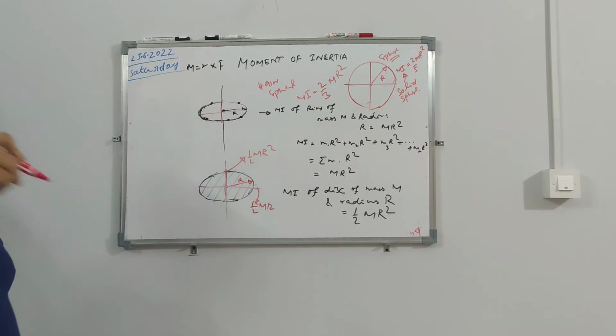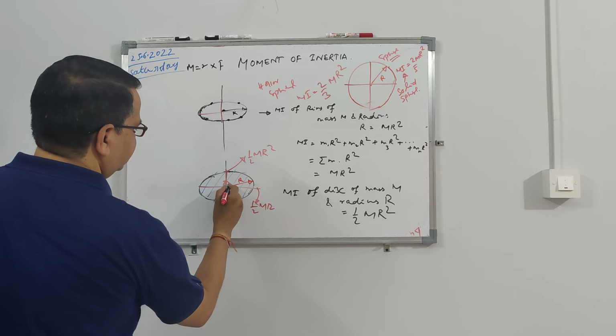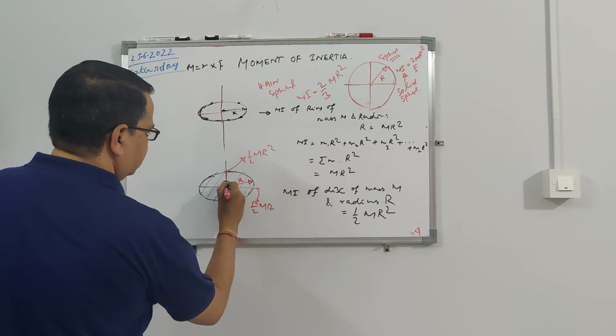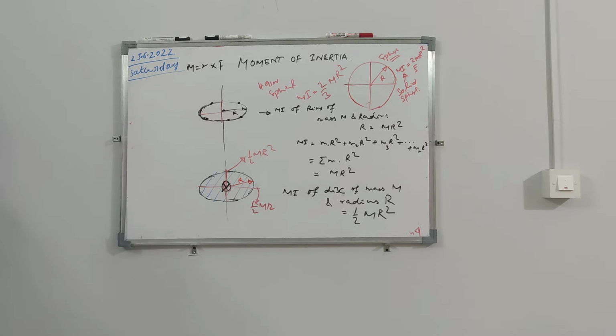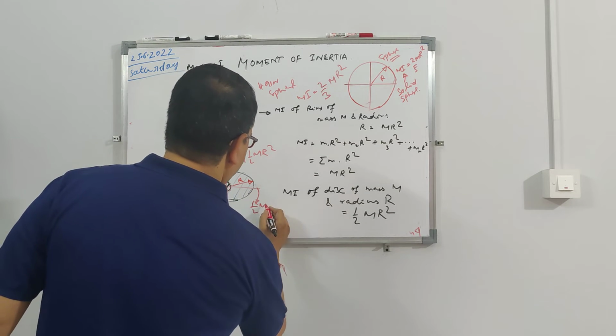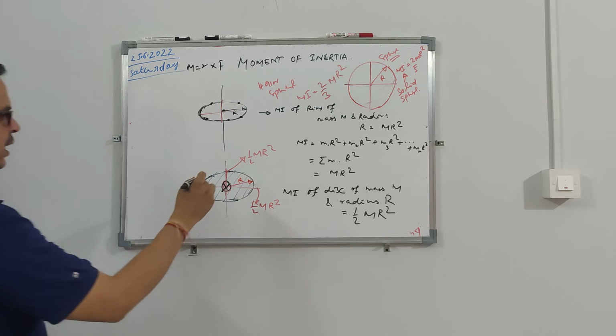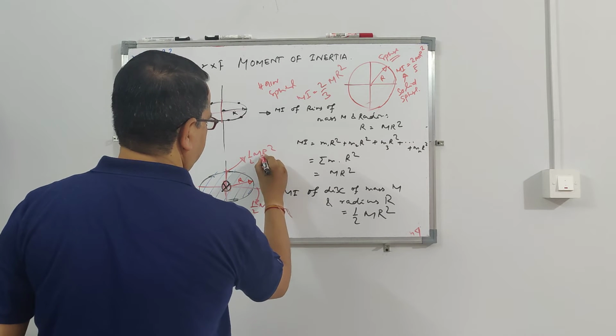But if you imagine an axis which is perpendicular to the diameter, it will be the addition of both. It will be half plus half. Across the z axis, so x plus y. Yeah, that is the perpendicular axis theorem. Okay, understood. So these are about the diameter.